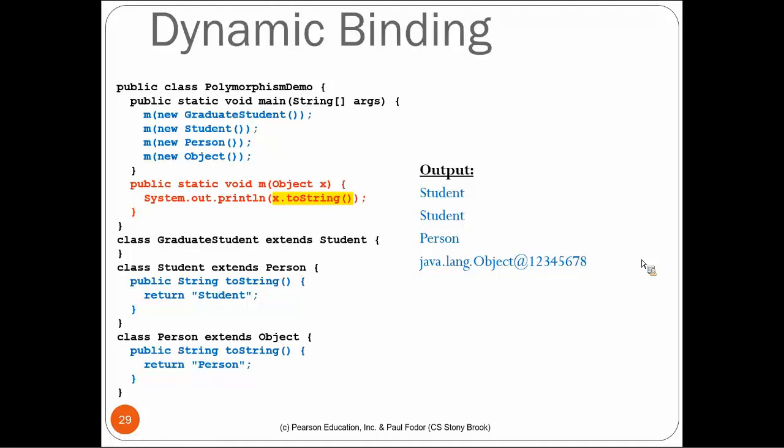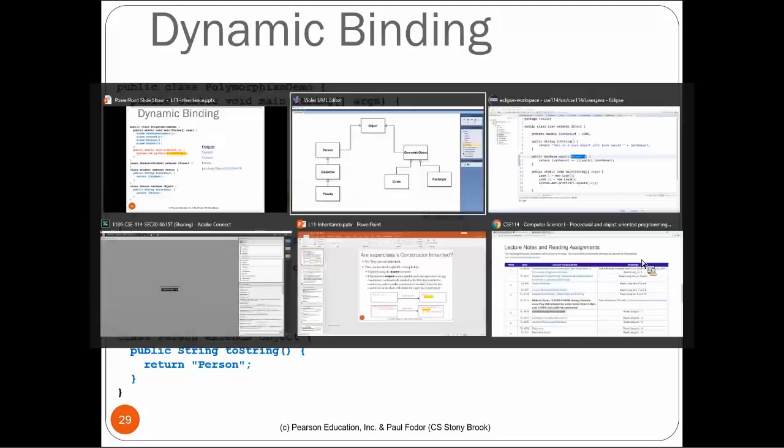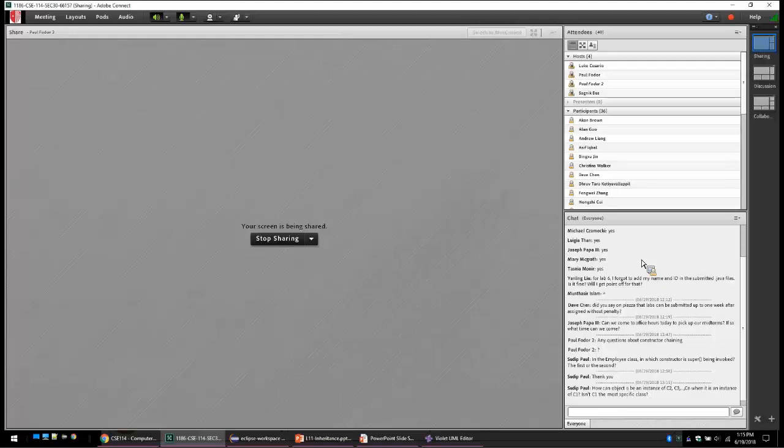Any questions about dynamic binding? Can an object O be an instance of C1, C2, CN when it's an instance of C1? Isn't C1 a more specific class? So let's actually see an example.